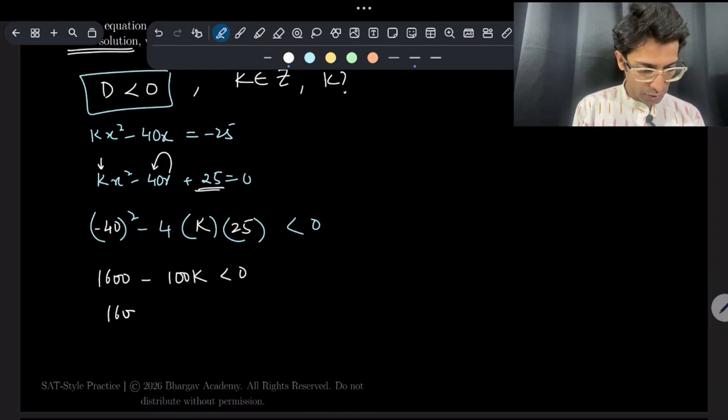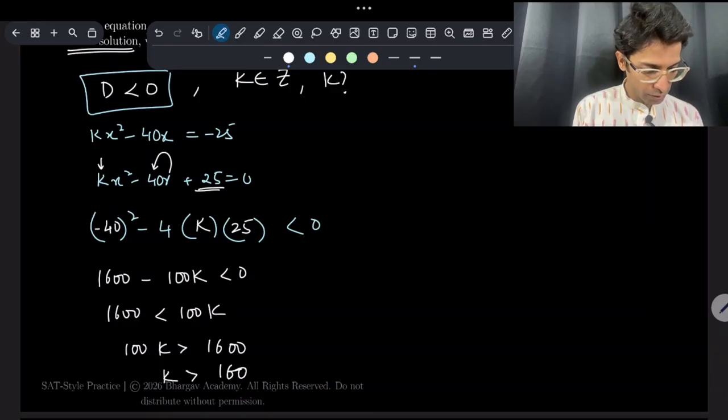Alright, 1600 should be less than 100k. So from here I can write it down like this: k should be greater than 1600 by 100. If I cancel this out, k should be greater than 16.